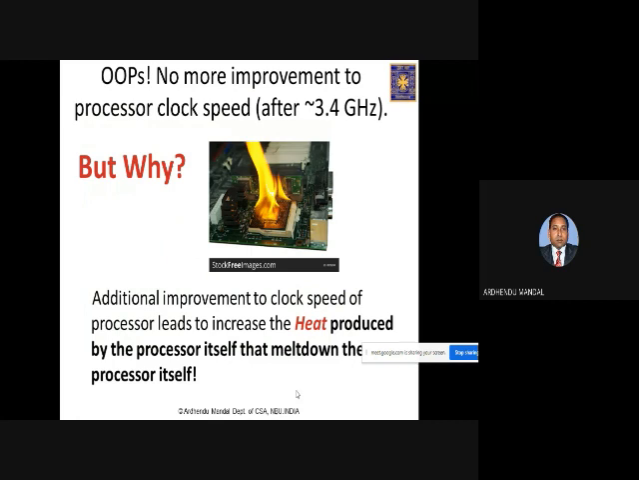The problem is, when we try to improve the clock frequency further beyond 3.4 gigahertz, it produces so much heat that the processor itself gets burned. So we are now stuck at the heat wall, where we cannot keep on increasing the clock frequencies. We are stagnant at 3.4 gigahertz from the point of view of improving clock frequencies, through which we would be improving processor speed. Now what can be done?